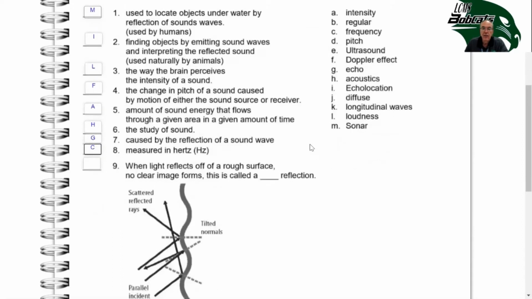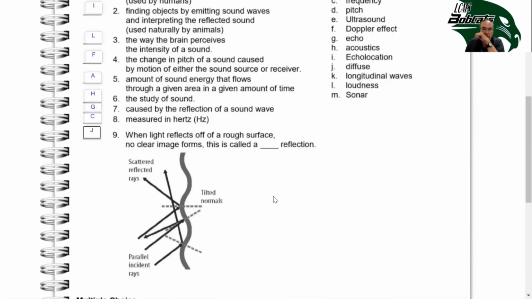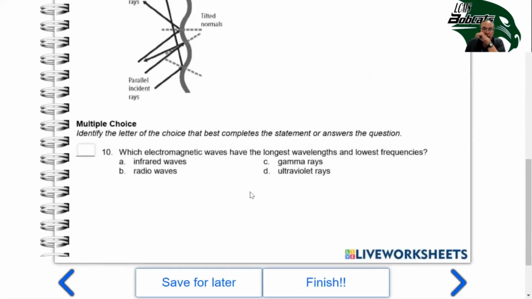When light hits a rough surface and bounces off, there were two kinds of reflections. There was a regular reflection, which is off of a smooth surface, and then there was a diffuse reflection where the light gets broken up. That's J. And then the first multiple choice question, when electromagnetic waves have the longest wavelengths and the lowest frequencies. The longest ones would be the ones that are as big as buildings, B.